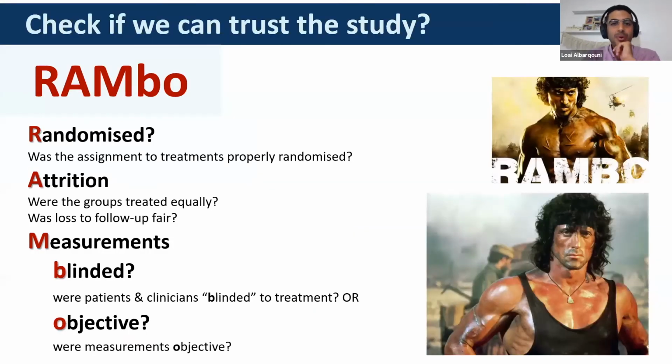To critically appraise an RCT or intervention studies, there's a mnemonic, RAMBO, and that stands for: the R for randomized, whether it's randomized or not, the A for attrition, the M for measurement, and the BO for whether the measurement is blinded or the outcome objective or not. And we will come into details for each of these elements. So RAMBO for critically appraising an intervention study or randomized controlled trials.